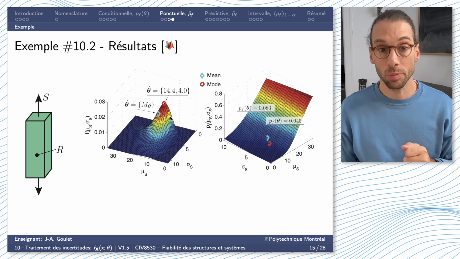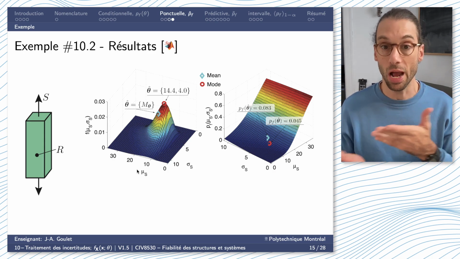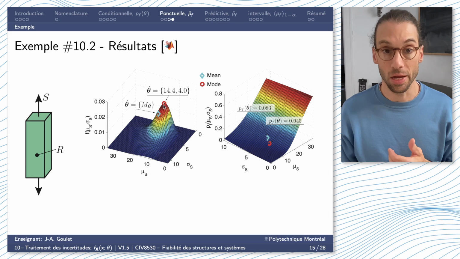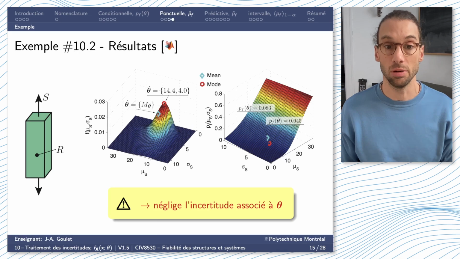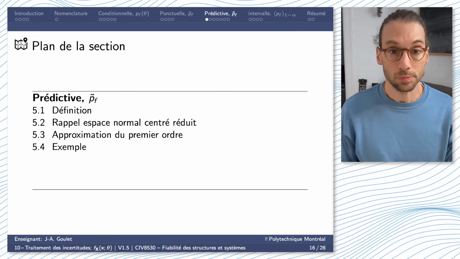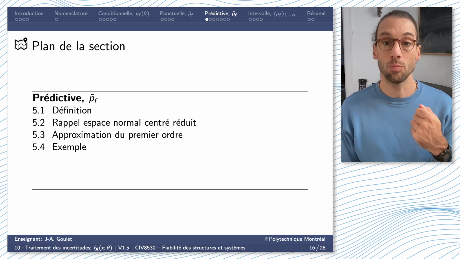Why? Because we're going to neglect the uncertainty associated with f of theta, the uncertainty associated with our joint prior probability for, in this case, mu s and sigma s. Because by using the mode, we only use the most likely value. By using the mean, we're going to use the average value, which are both not considering the uncertainty. So we can address this limitation by looking at predictive estimate.